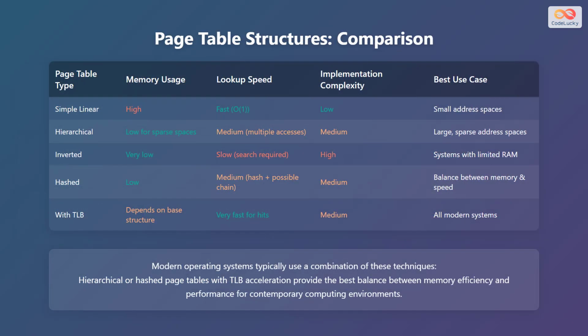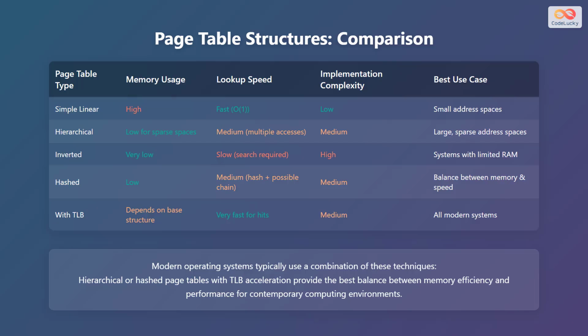Page table structures. Comparison. Let's summarize the different page table structures discussed and compare their characteristics. Simple linear. Memory usage is high. Lookup speed is fast at order 1. Implementation complexity is low. It is best for small address spaces.